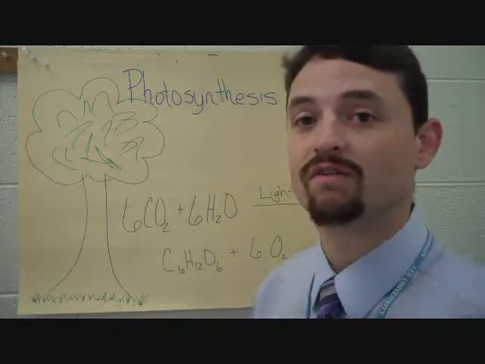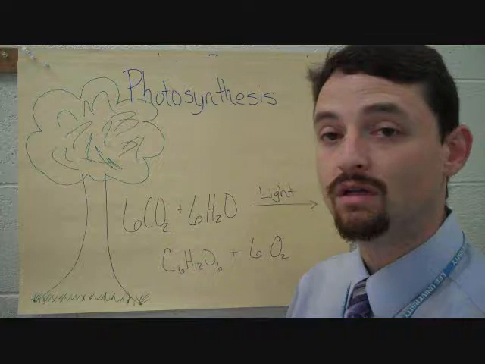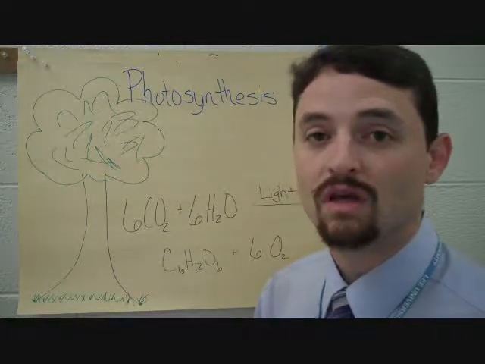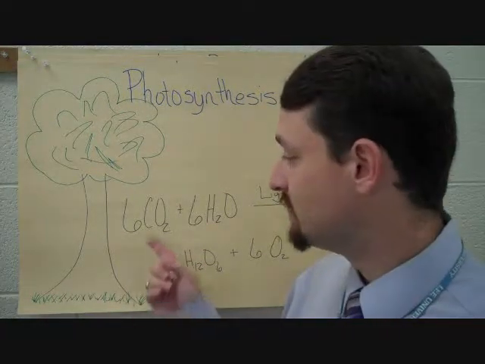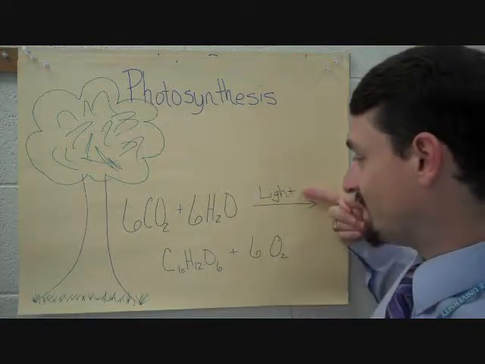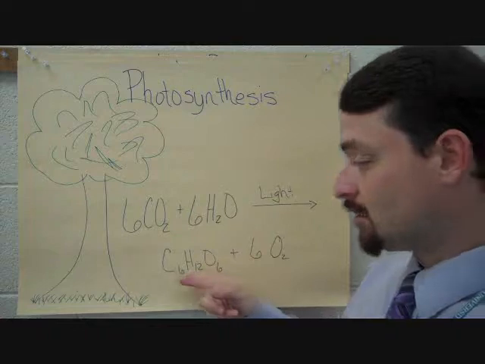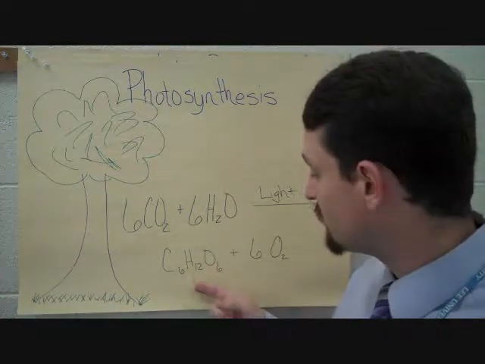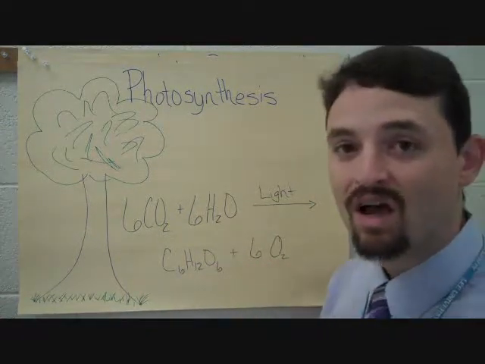The first thing to look at is the fact that we have a chemical equation that supports photosynthesis, and that is carbon dioxide, which you need 6 of those, plus 6 water in the presence of light energy will make glucose, C6H12O6, plus 6 oxygen.